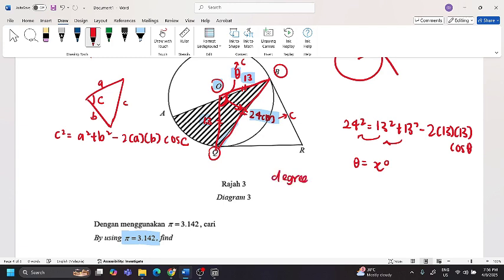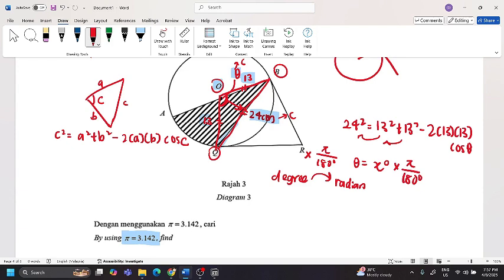Now I got degree. I want to change to radian. How to change? I times what? I want radian, so times pi radian. I don't want degree, so I divide by 180 degree. So times pi over 180.